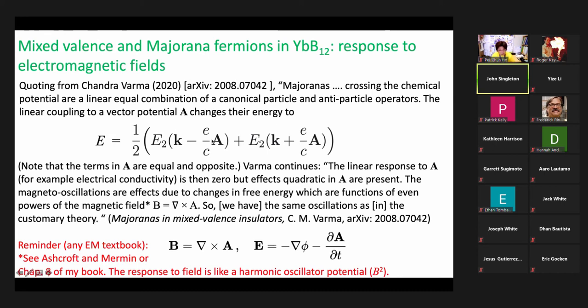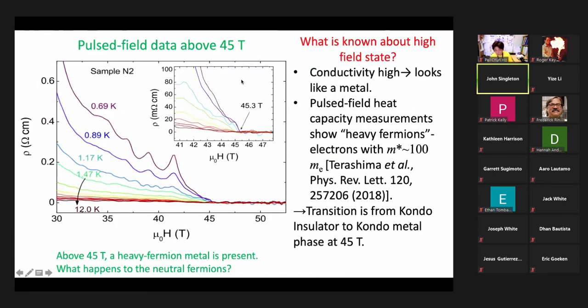In other words, even though these things don't respond to an electric field, which is linear in A, in things that are like squares of the magnetic vector potential, they respond just the same as other fermions. So we can get quantum oscillations. Now what we're going to do is look and see what happens to these Majorana fermions, if that's what they are, as we go into this metallic state up here.